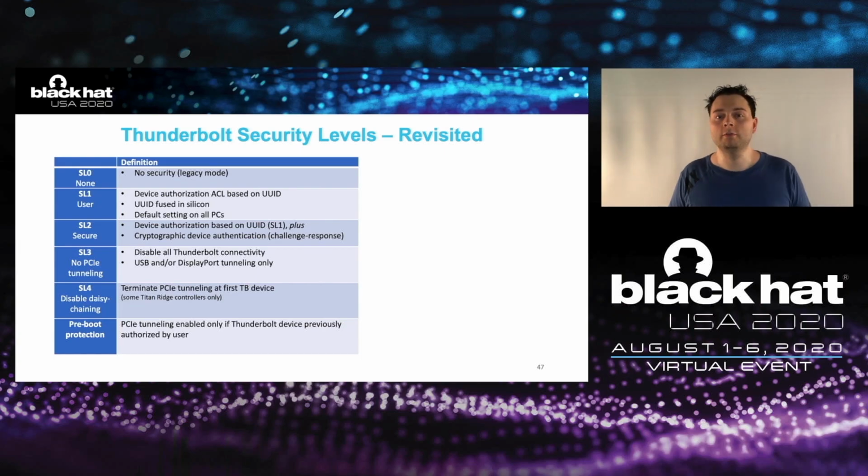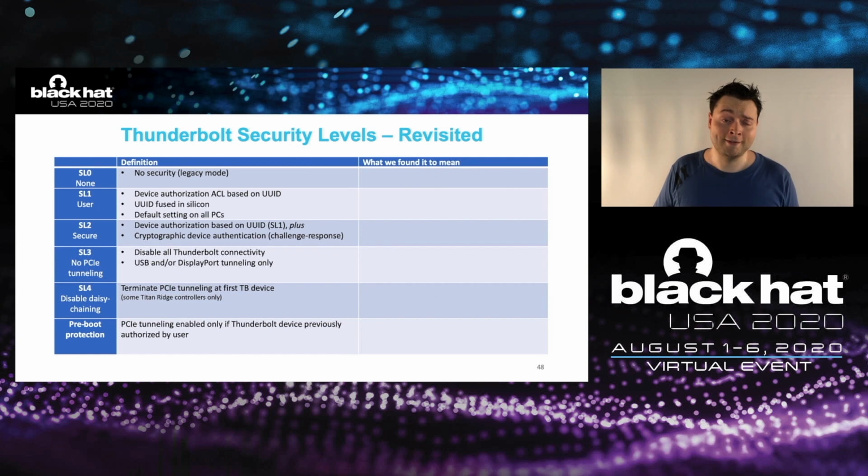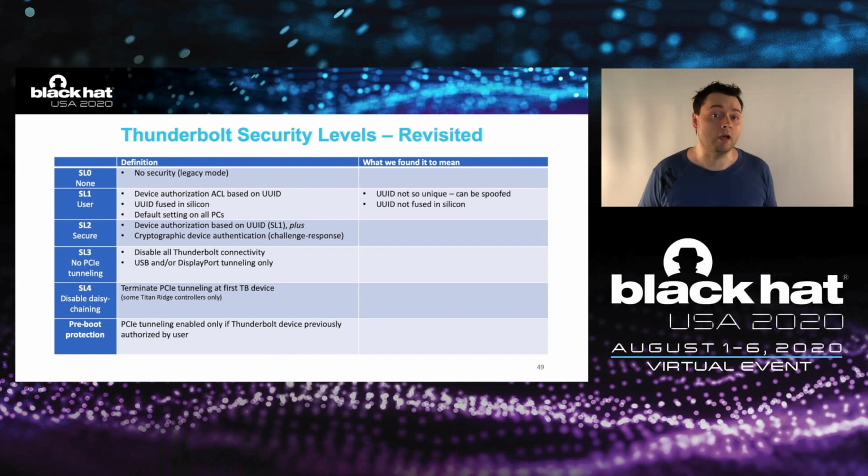Right, so let's recap the Thunderbolt security levels. On the left we see the public definition. Now let's talk about what we actually found it to mean. So SL1, device authorization based on the UUID. Well, this UUID, it's not really so unique because you can spoof them. And no, the UUID is not actually fused in silicon. Now SL2 adds challenge response. Sure, that could work, but well, you can simply copy the keys from the device SPI flash.